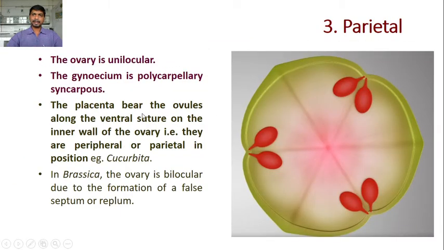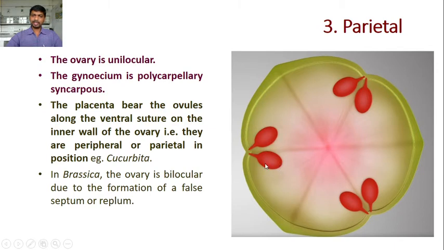Next thing is the parietal placentation. The ovary is unilocular. It possesses only one locule. So this is a unilocular ovary. The gynoecium is polycarpellary, syncarpous. Here we see the many carpels. So here we see the three carpels, 1, 2 and this one is the 3. The placenta bears the ovules along the ventral suture on the inner wall of the ovary. They are peripheral or parietal. So if you see the position of the placenta, it is peripheral. So the name given is the parietal.